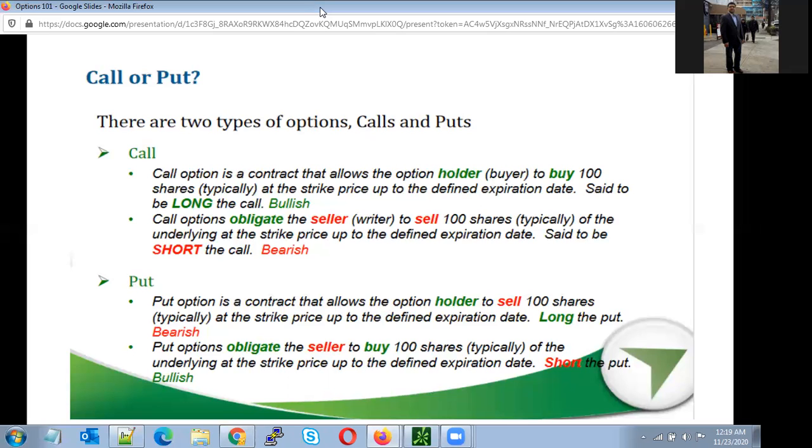Because the call assumption is going up, and the put assumption is going down. But when you are on the seller side, your assumption reverses. When you are a call buyer, I am buying the contract, but when you are selling the call, you are thinking the stock will go down. So buying a put and selling a call, the meaning is almost the same, but the risk is different. Same thing, buying a call and selling a put, the meaning is almost the same, but the risk is very different.